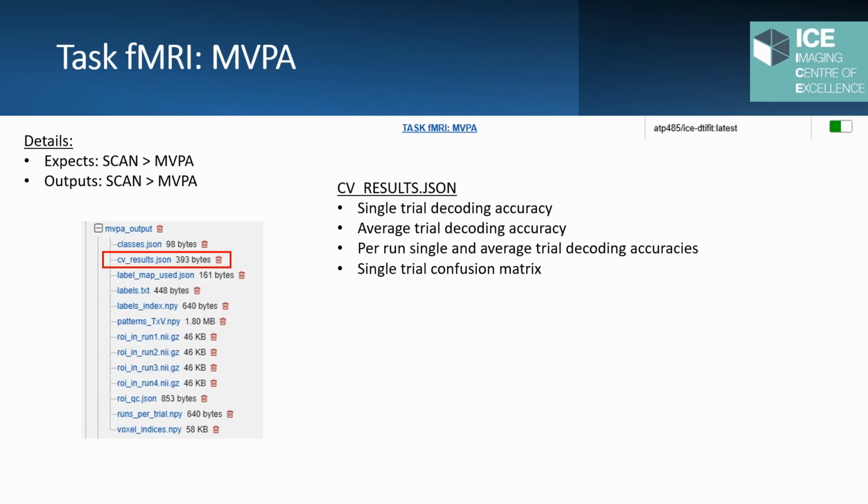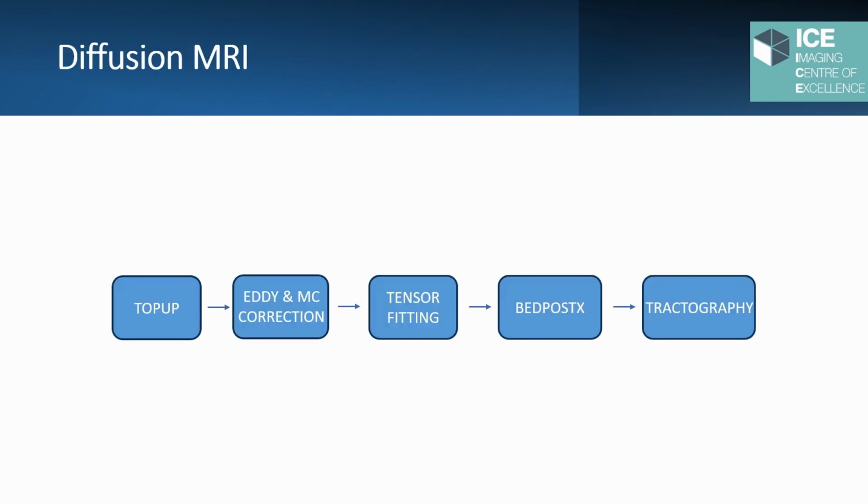And the output of this function is the CV results JSON, where we get out single trial decoding accuracy, average trial decoding accuracy, per run single and average trial decoding accuracies, and also single trial confusion matrices. So next we'll look at the functions we have for diffusion MRI.